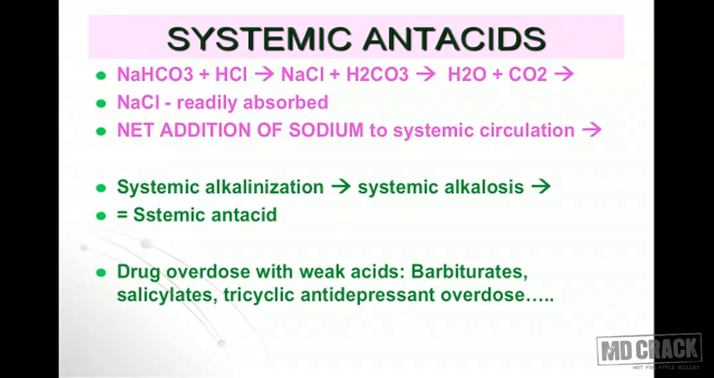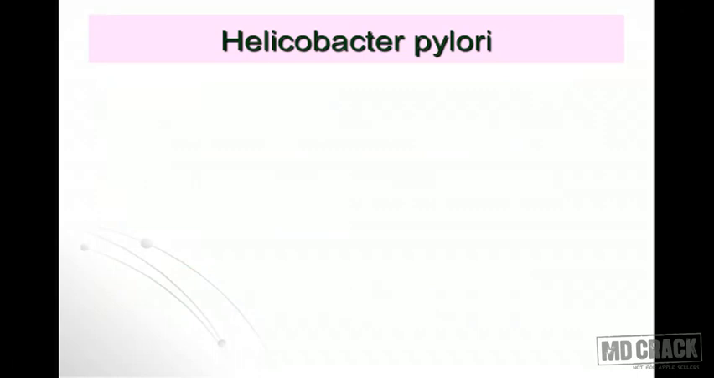There are more situations, like diabetic ketoacidosis, and alcohol intoxication. In all these situations, you can use sodium bicarbonate by intravenous route of administration to produce systemic alkalinization. And as such, it doesn't have a place in the management of peptic ulcer. So that was the discussion about the systemic antacids.